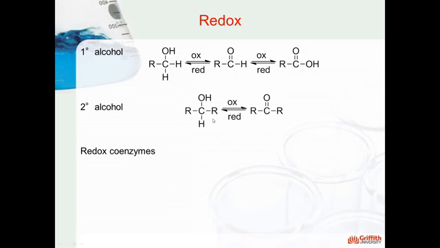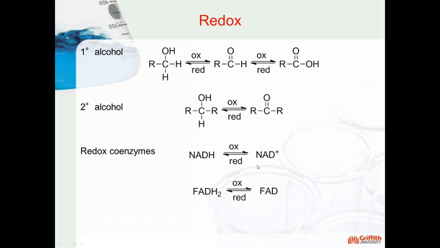A secondary alcohol can get oxidized to a ketone. A secondary alcohol has 2 R groups, and so it gets oxidized, and a ketone is the product. A ketone can be reduced to a secondary alcohol. A tertiary alcohol cannot be oxidized.